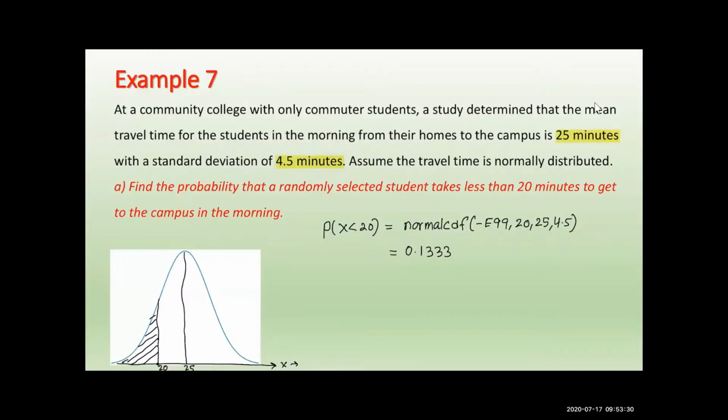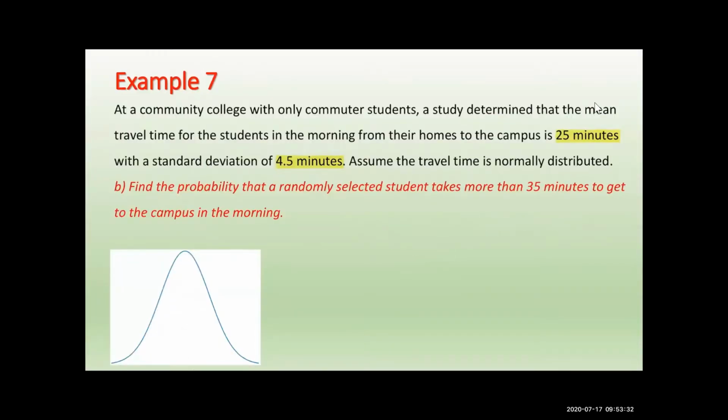We'll go to 7B. Here is that problem. Everything is same. The mean is 25 minutes. Standard deviation is 4.5. But let's see what is asked here. Always remember, you have that mean of 25, not 20, in the middle.